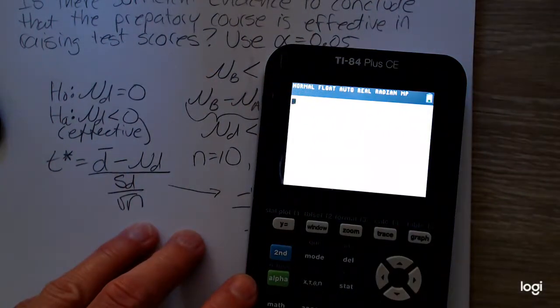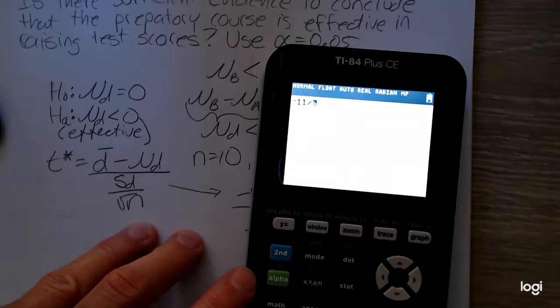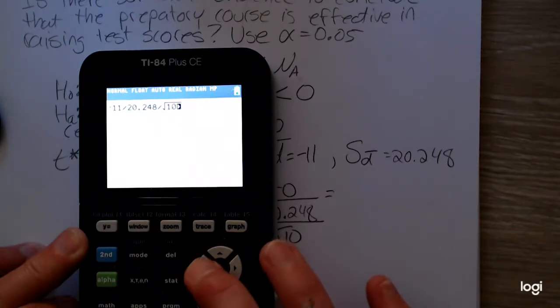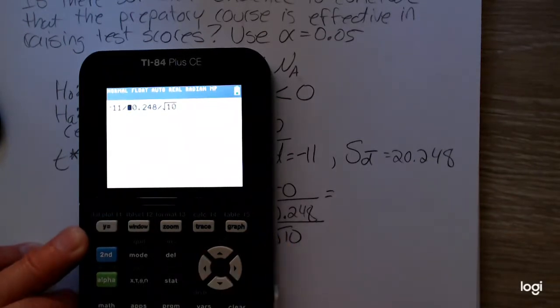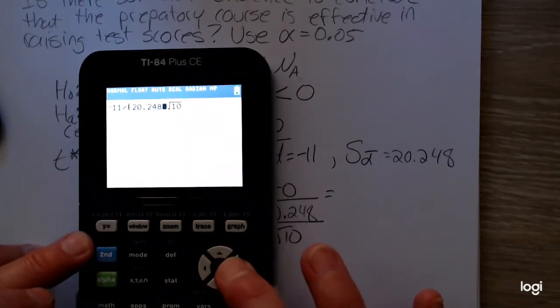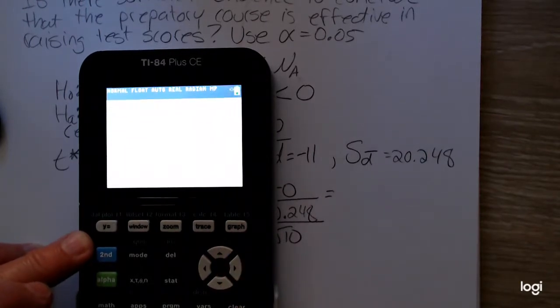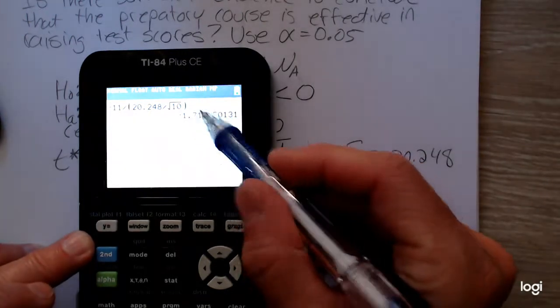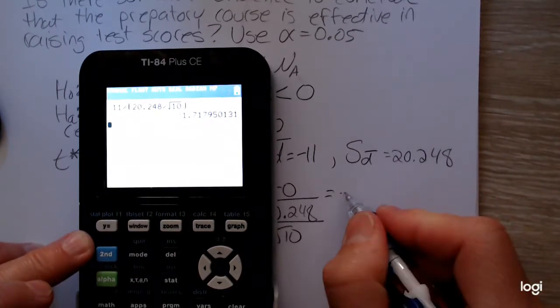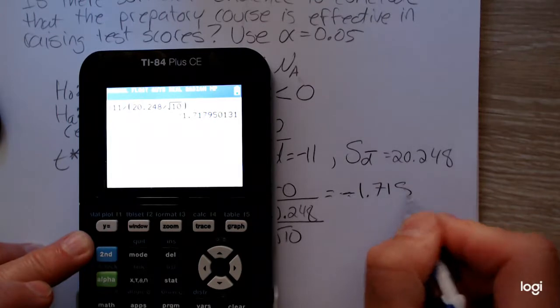Inputting that into my calculator, 20.248 divided by square root 10. You know what? I think I would like parentheses around that, just so that the calculator treats that as the entire denominator expression. The standardized test statistic will be -1.718, rounding to 3 decimal places.